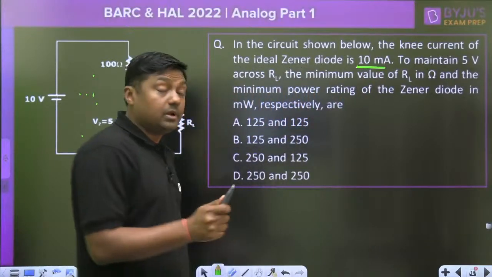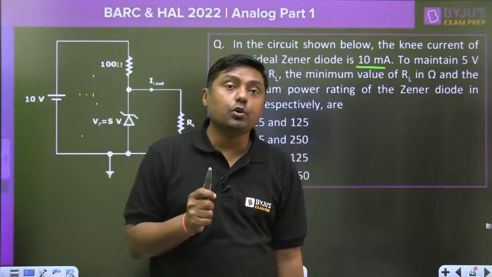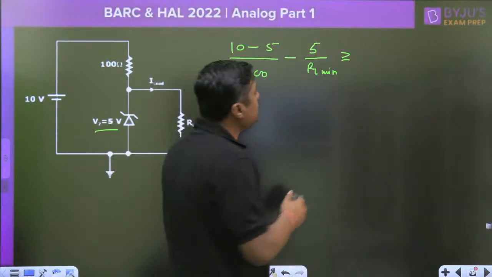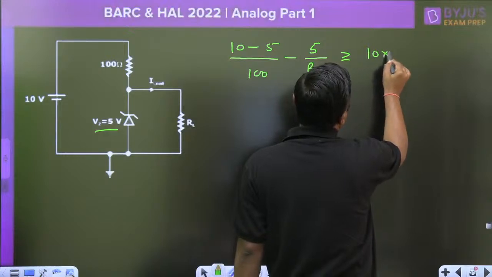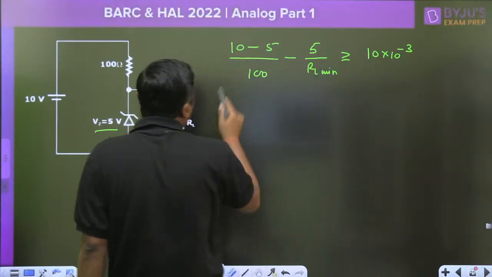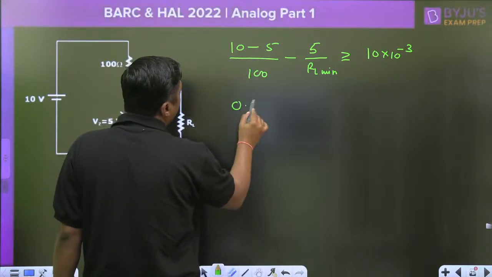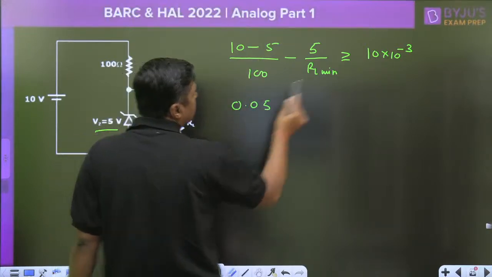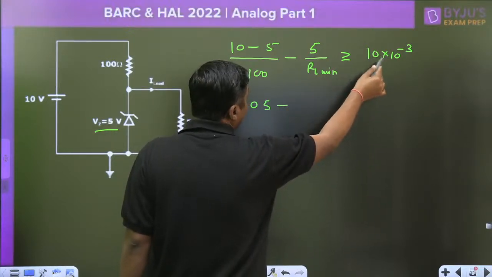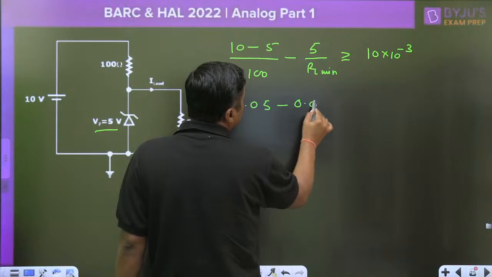Knee current 10 milliampere. But we are using the resistor in ohm. So first of all, convert it into what? Ampere. 10 milliampere means what? 10 into 10 raised to power minus 3 ampere. Now use this formula. 5. This will become 0.05. Right? This is the minus. This is what? 100 divided by 1000, 0.01.